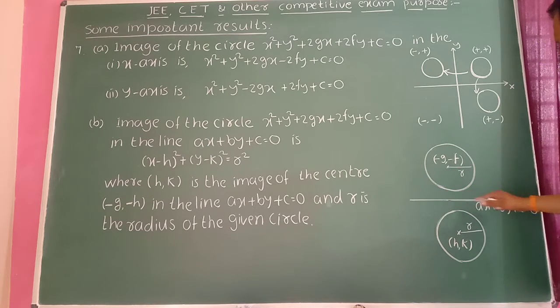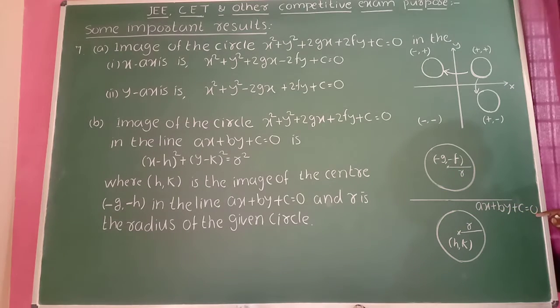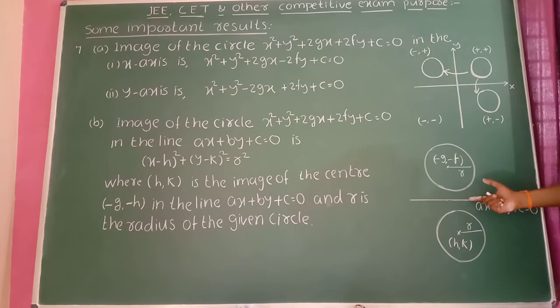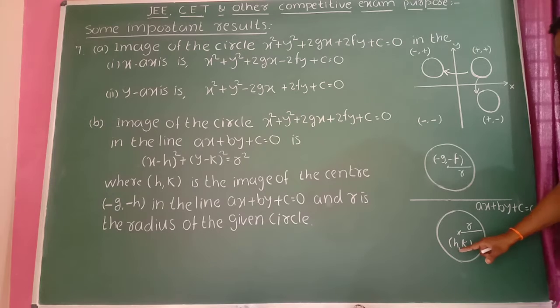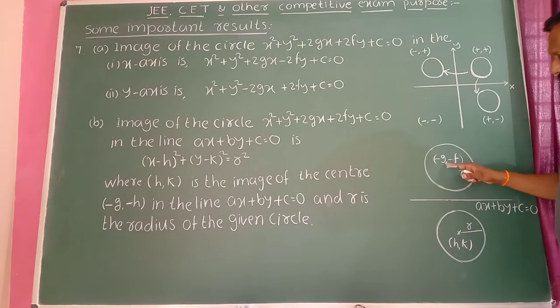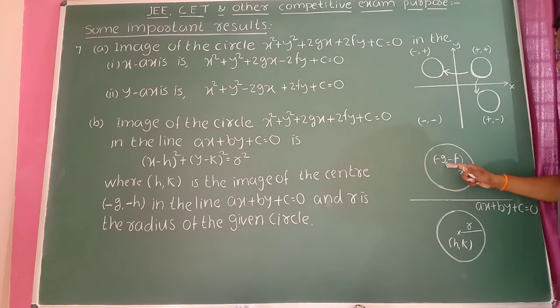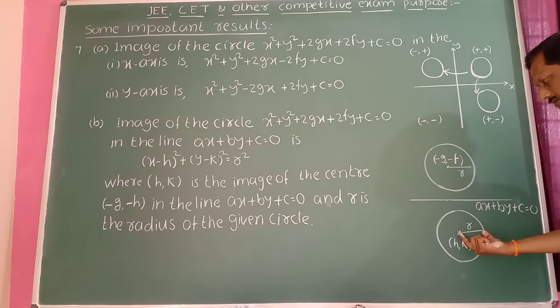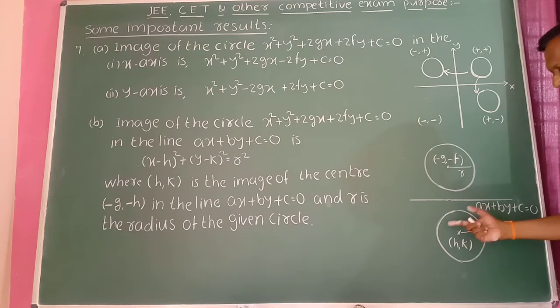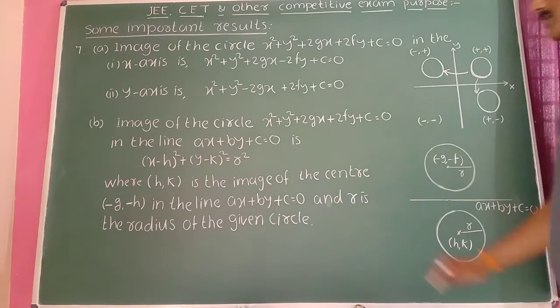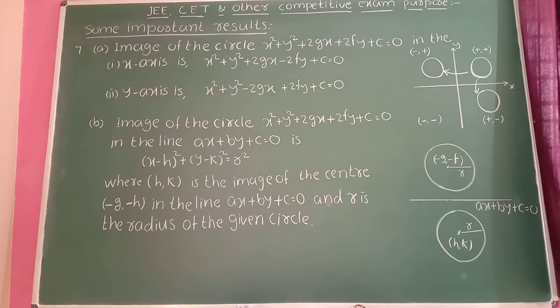Then this is the line here, ax plus by plus c equal to 0 is the line. Then its image in this line is this here. Here h, k is the image of this point here, minus g, minus f. h, k is the image of this point here, r is the radius of the same circle here. Therefore the equation of this circle is x minus h whole square plus y minus k whole square is equal to r square. This gives the image of this circle here.